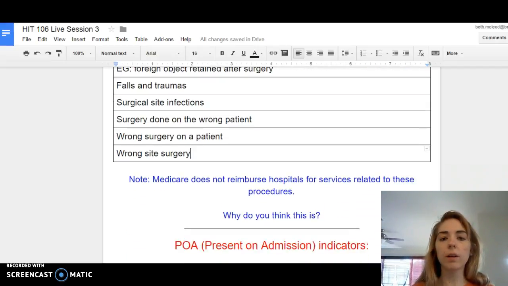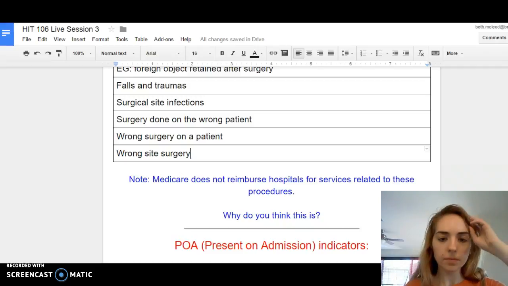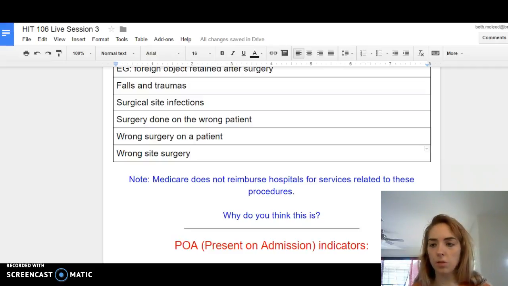And it also says Medicare does not reimburse hospitals for services related to these procedures. Why do you think that is? Well, I think the main reason is because it's the hospital's fault that those conditions occurred. They could have done something to prevent them from occurring. So that's why Medicare doesn't reimburse for those types of procedures.